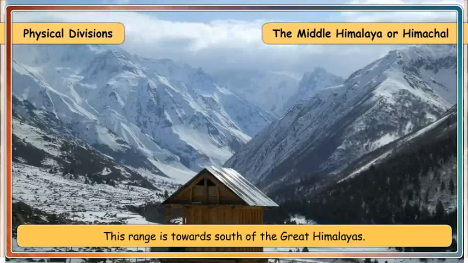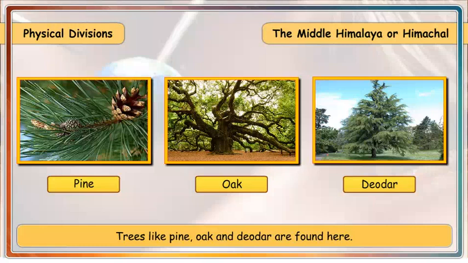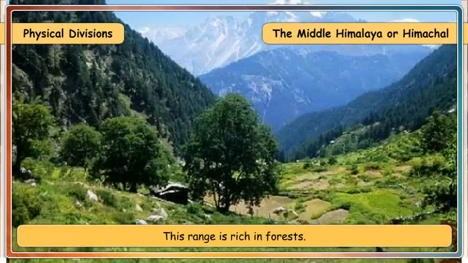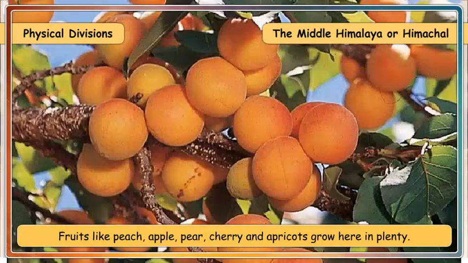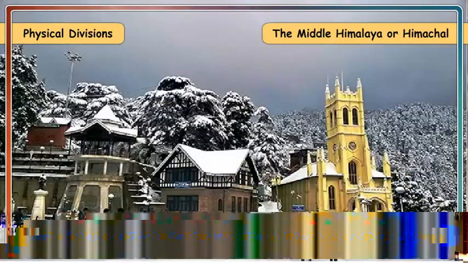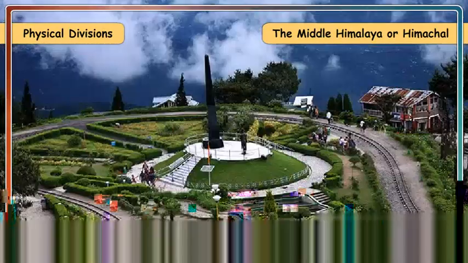The Middle Himalaya or Himachal. This range is towards the south of the Great Himalayas. The height of the mountains in this range is lower than those in the Himadri range. Trees like pine, oak and deodar are found here. This range is rich in forests. Fruits like peach, apple, pear, cherry and apricots grow here in plenty. Terrace farming is done here by cutting the slope into steps. Many popular hill stations are located in this range. Some of these are Shimla, Manali, Almora, Nainital, Mussoorie and Darjeeling.